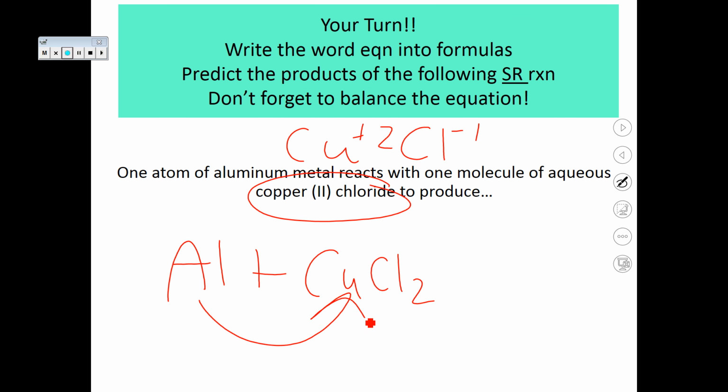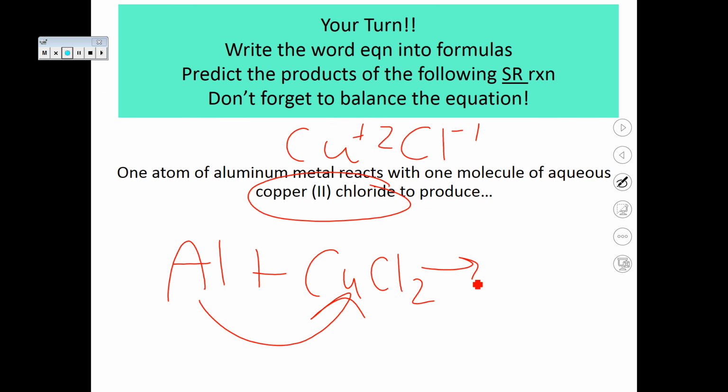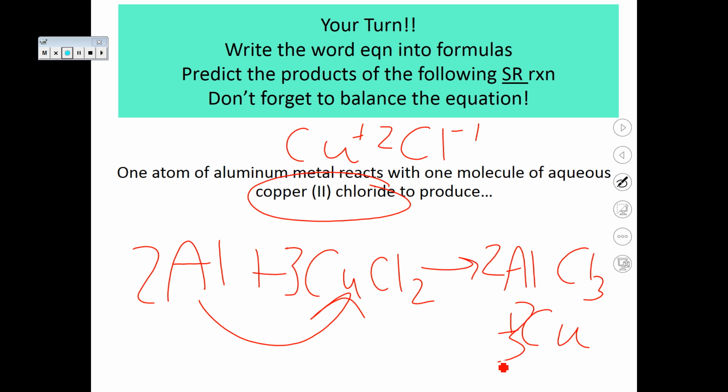Aluminum is going to replace the copper. You look on the activity series. Is aluminum above copper? Yes, it is. So this reaction will occur. You will have Al plus 3, chlorine minus 1, plus copper. And when you drop and swap, this becomes AlCl3. Oops, AlCl3 plus Cu. To balance it, you need a 2 here, 3 here, 2 here, and a 3 here.